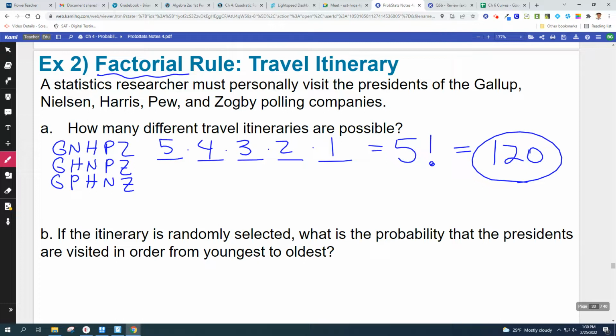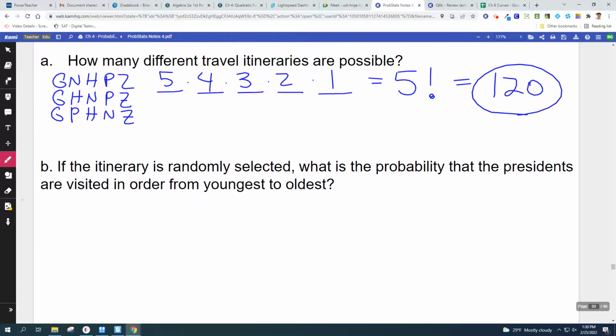Not me. Part B says, if the itinerary is randomly selected, what's the probability that the presidents are visited in order from youngest to oldest? So probability, young to old. How many ways are there of listing them out from youngest to oldest? There's only one way to do that, right? And so since probability is part over total, it's going to be 1 over 120.